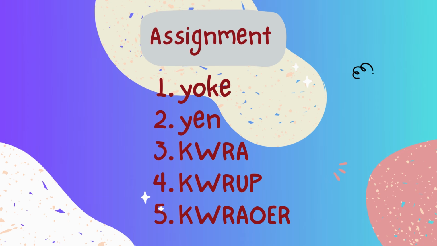So number 1 and 2, that's yoke and yen. Provide me the strokes. For this one, provide me the outlines. For 3, 4, and 5, you give me the English words.